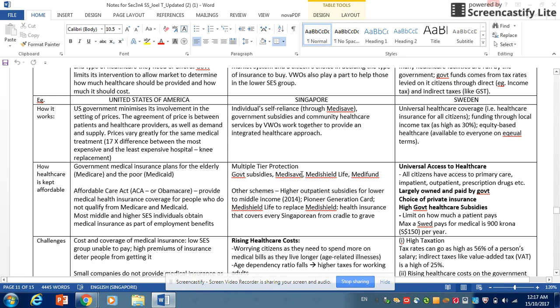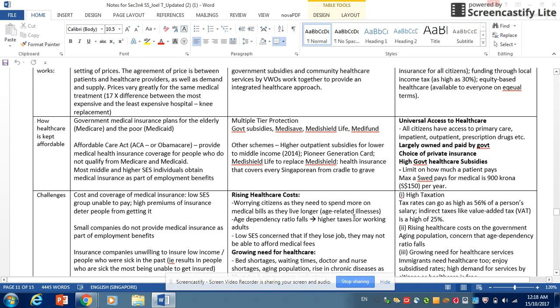There's MediSave, which the citizens save money to pay for their healthcare needs. There's MediShield Life, which is government enforced insurance. And the last one is MediFund, which actually covers for people who are poor and need to draw out money from the MediFund. There are also other schemes to help the lower income, which is the Pioneer Generation Package or the Pioneer Generation Card, and now there's this MediShield Life, as we mentioned before, a health insurance that covers every Singaporean from cradle to grave.